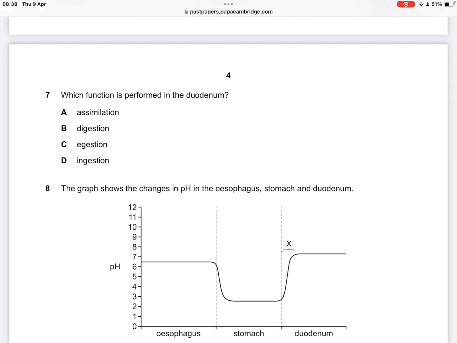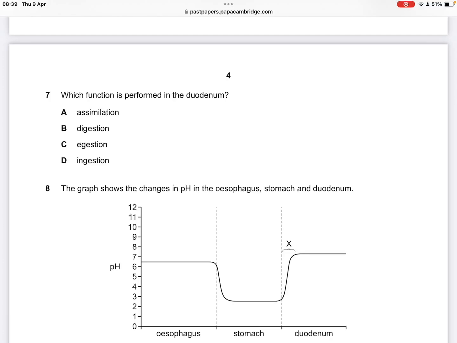Many of them are being made by the pancreas, which then is released into the duodenum down the pancreatic duct. Some of the enzymes themselves are actually made by cells that line the duodenum. Okay, so we're going for digestion. All right, so that's B for Bravo.